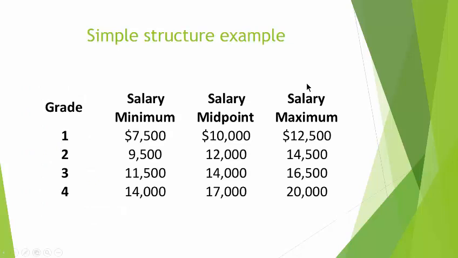Now, the structure defines that the minimum we can and will pay a forklift driver is $9,500, which happens to be the minimum of a grade 2, which is where the forklift driver's occupation resides. And the maximum paid to this job would be $14,500, which is the maximum of grade 2. The same logic applies to all of the other positions in our structure.